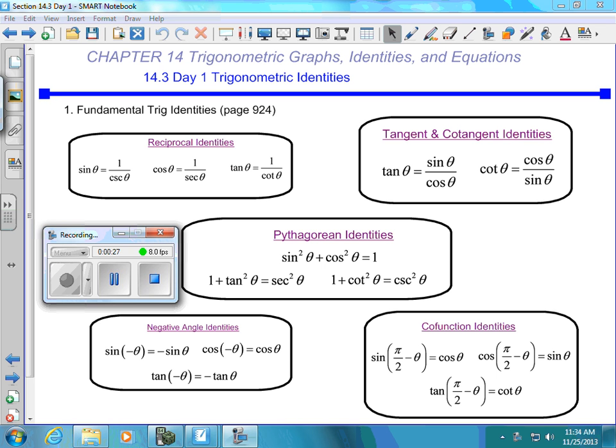Trigonometric identities. You are going to want to pause this right now and copy down all these identities, because I'm going to move on to the next slide really quickly. So pause it, get all these copied down. They're also in your book on page 924, so you can get them from there as well, but you want to have them in your notes. So pause it and copy them down before you move on.